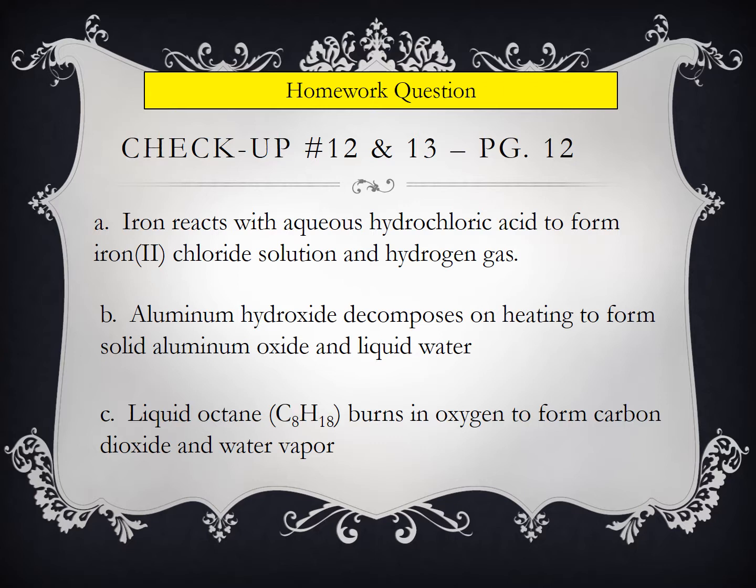You do need to know the formula for iron(II) chloride and hydrogen gas. You gotta remember hydrogen and hydrochloric acid. Hydrogen gas is diatomic, so it's H2. You also need to know the formula for aluminum hydroxide and aluminum oxide. You should know what water is. And letter C, octane, just like what we just did with ethanol, it makes carbon dioxide and water.